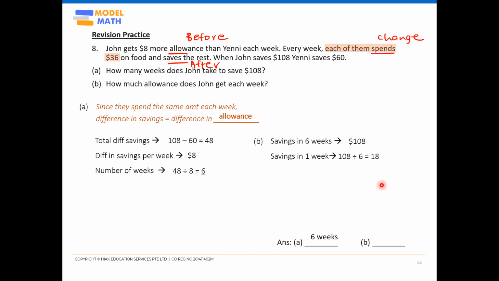Okay, now anything else that we know? So far we know that each of them spends $36 on food. So we are going to work backwards, because whatever is your allowance at first is made up of your spending and your savings. We already have the saving in 1 week, and we know in the same 1 week, he spends $36 on food. Hence, I can find out the allowance for each week. So like I said, allowance is made up of spend plus save. You have the spend $36, you have to save $18. You are going to add these two up, and that would be your $54 allowance for John in 1 week.